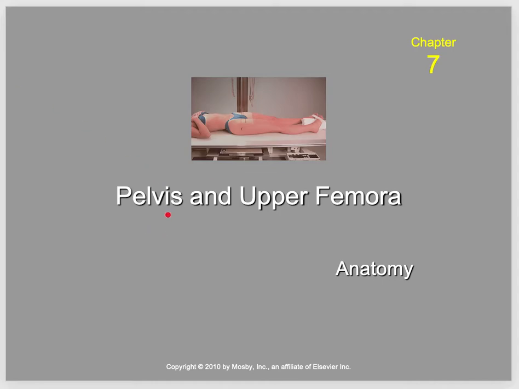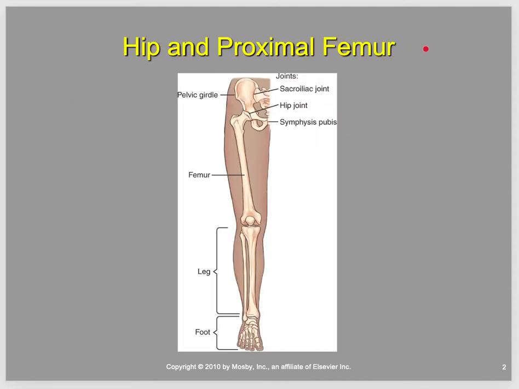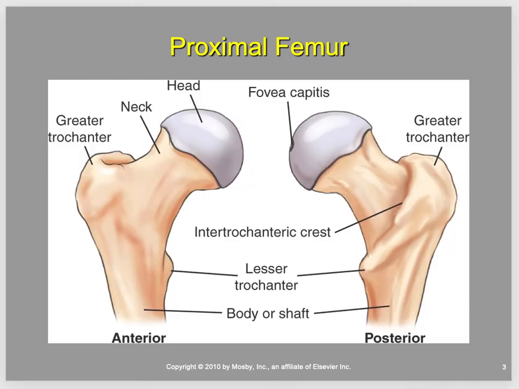Alright, so we're going to start the pelvis and the upper femur. So hip and proximal femur, we've already gone over the foot, the leg. So we have the femur, proximal femur, you have your pelvic girdle, your SI joint, sacroiliac joint, your hip joint. The head of the femur fits into the acetabulum and creates that hip joint. And then you have the symphysis pubis that joins the two parts of the pelvic girdle.